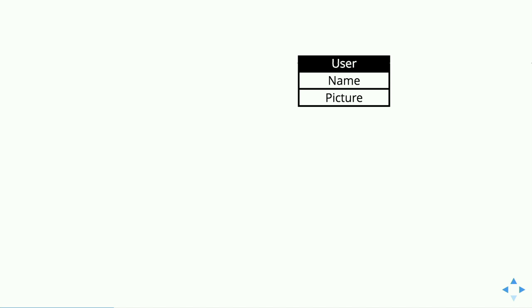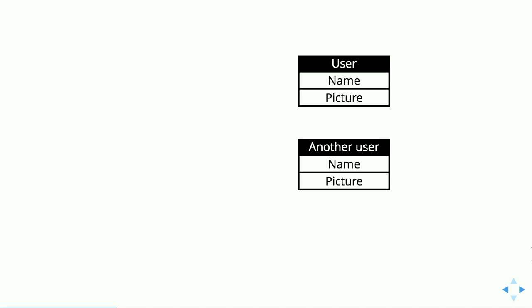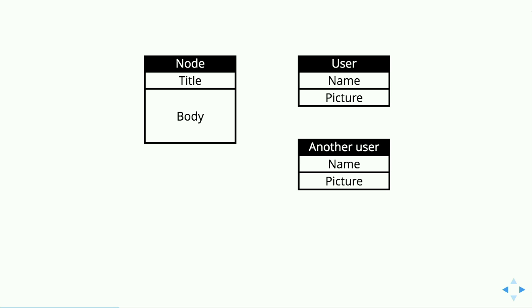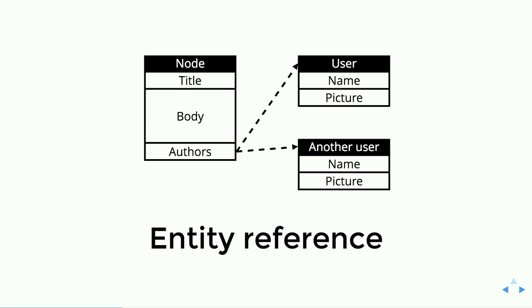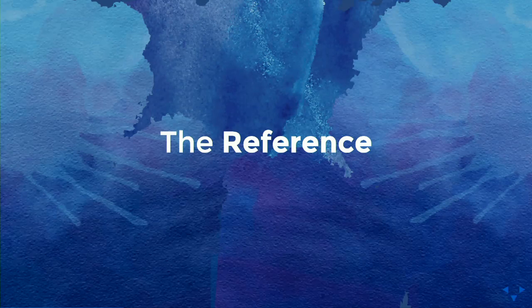Let's see an example. For example, we have a user profile with a name and picture. We have another user profile with its name and picture. And now we have a node with title and body. And we can define a custom field which can hold references to user profiles. And here we have entity reference. So the next part is about references.